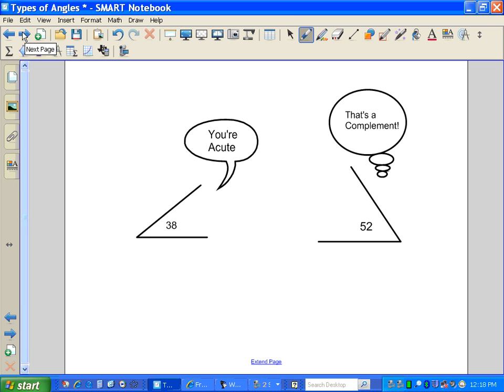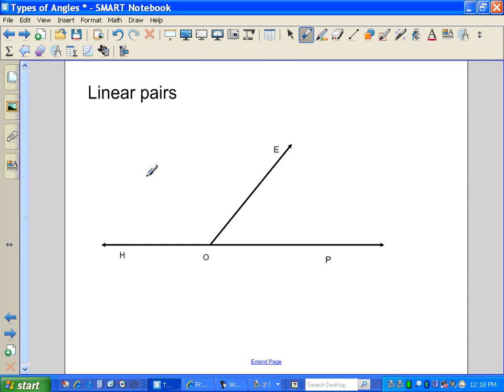So when you stop laughing, then continue forward with the presentation, where we'll talk about linear pairs. I'm on a different color. Don't know why. Linear pairs. If you look at this, this is a linear pair.